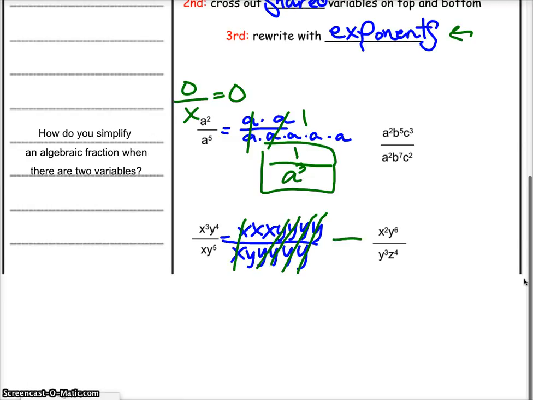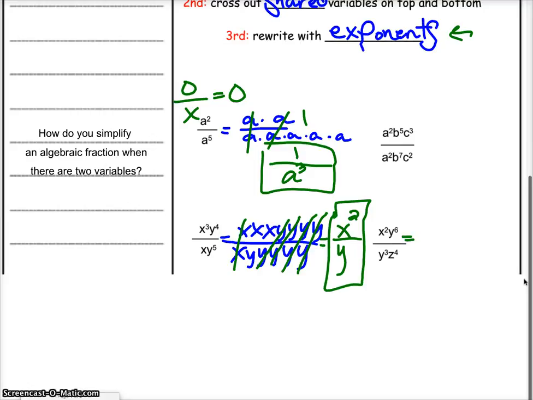Now make your fraction bar because you have to have a top and a bottom. What do I have left on top? So x squared, right? And then what do I have left on the bottom? Y. X squared over y. So again, my process. Expand, cross out, rewrite.